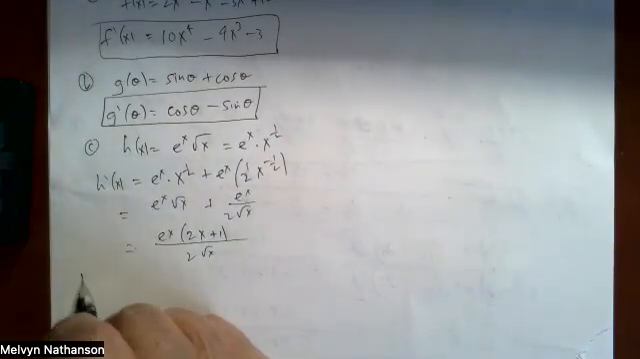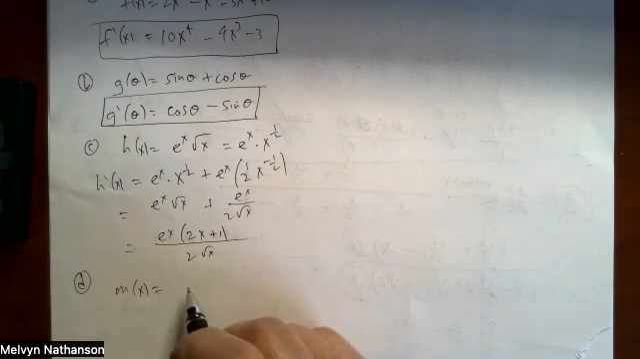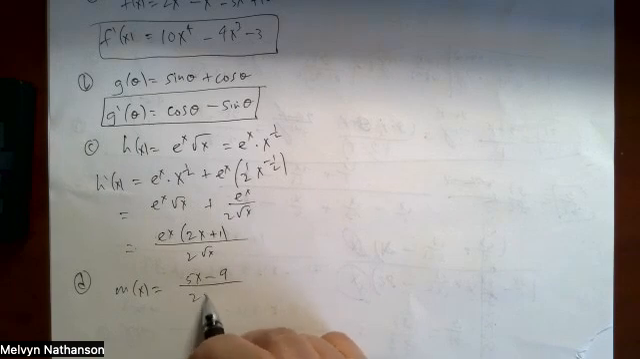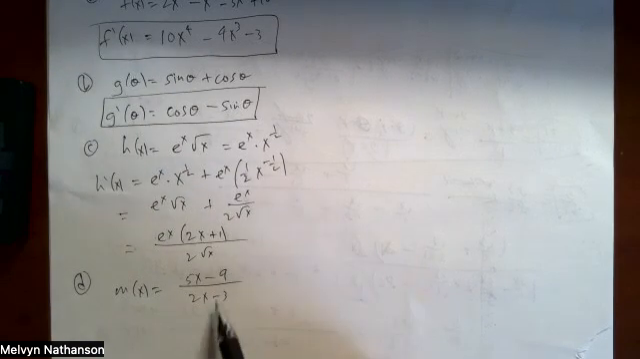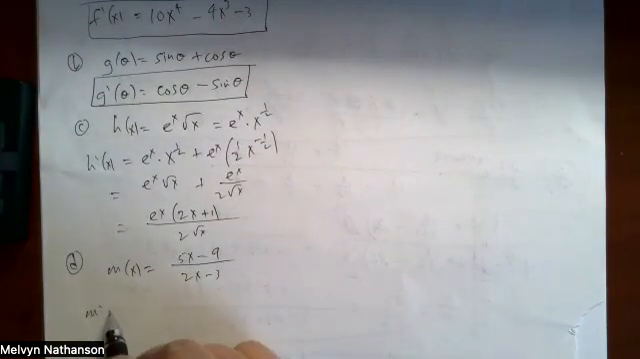Part D is the function m of x equals 5x minus 9 over 2x minus 3. So this is a quotient of two functions. So you use the quotient rule. M prime of x is what?